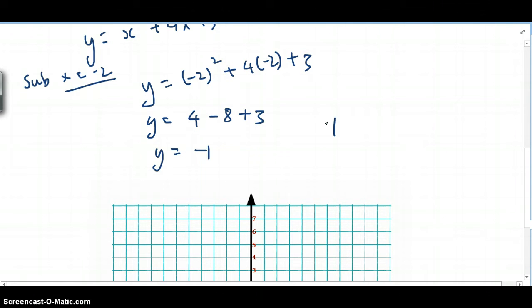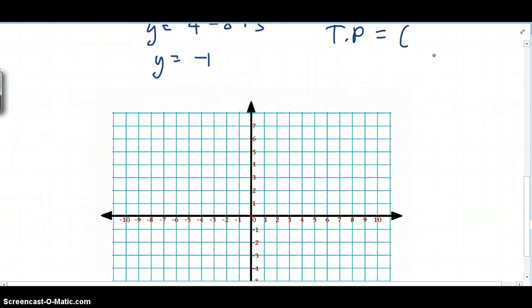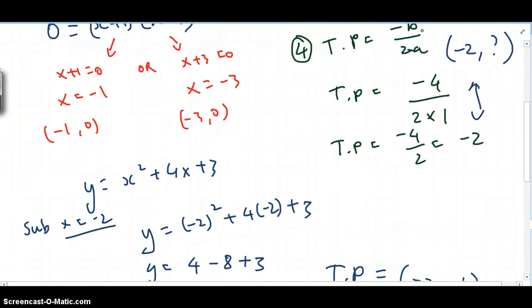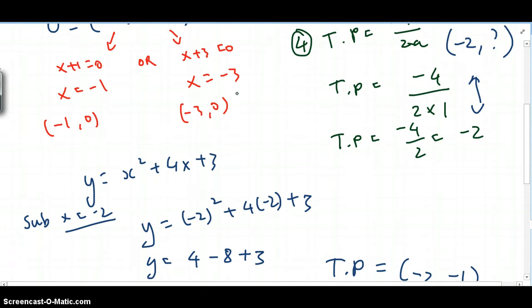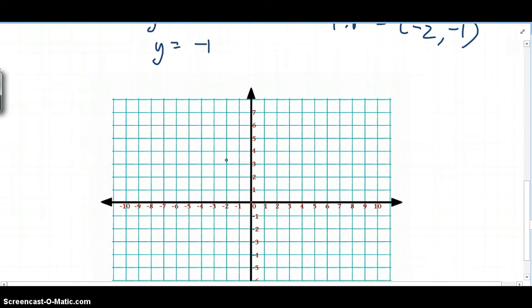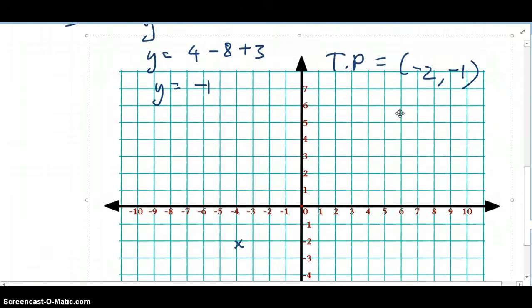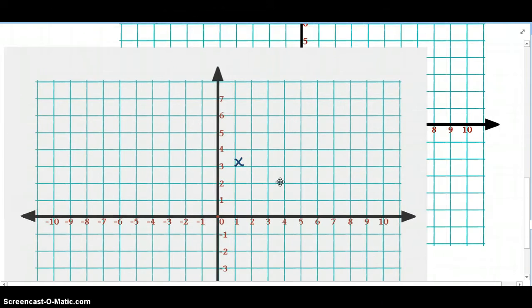So therefore, our turning point is at minus 2, minus 1. So you can see we can already draw the graph because we have a graph that looks like this. We've got two intercepts, so one at minus 1. So I'm going to draw an x at minus 1. We've got an x at minus 3. Actually, you know what, guys? I'm just going to enlarge this graph just because the scaling is a bit out of proportion in this case. So I'm going to enlarge it just so it makes a bit more sense.